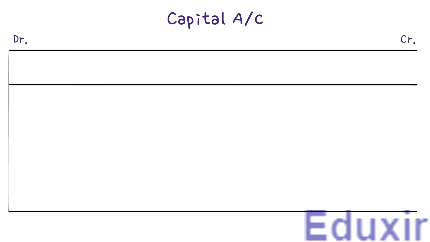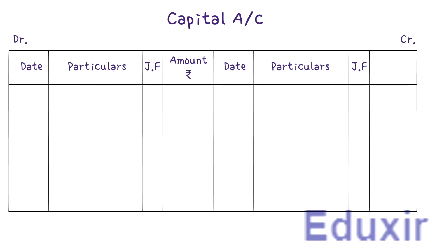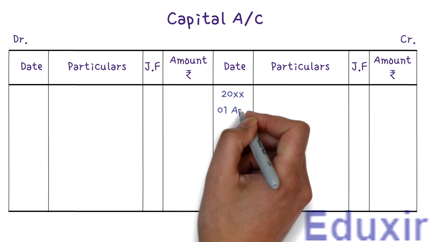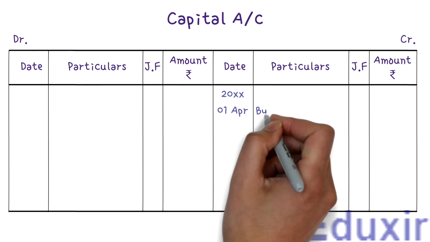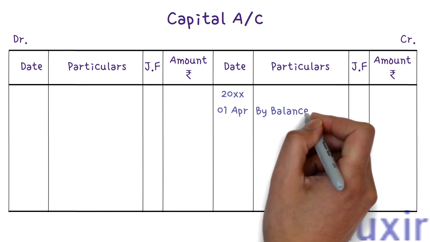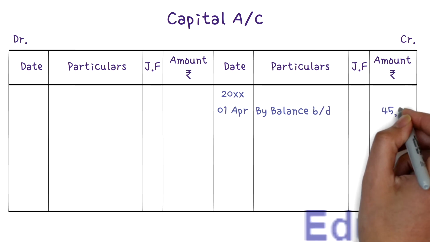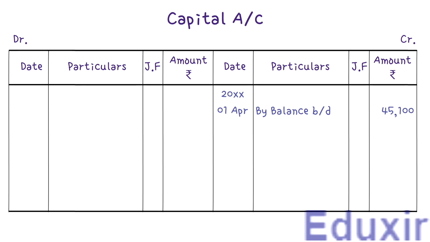Let us then have the ledger account format with all the headers. As this is the first entry on the credit side, let us first write the year in the date column. Let us then write the date. We need to write "by balance brought down" into the particulars column. Let us then write the credit amount of 45,100 rupees in the amount column. That completes the posting of this journal entry into capital account.